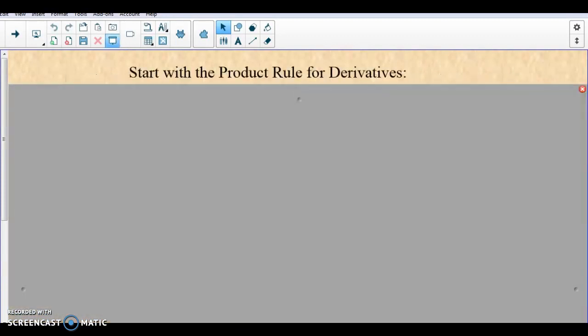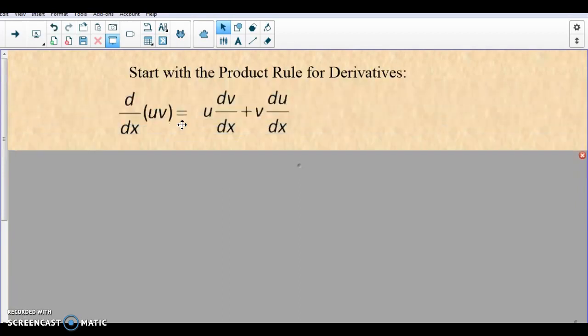So I'm going to derive the formula for you quickly so you can see where it came from. The first thing you need to do is start with the product rule for derivatives. You're taking the derivative of two things multiplied together with respect to x. So the derivative of u times v would be u times dv dx plus v times du dx, or first times the derivative of the second plus the second times the derivative of the first.